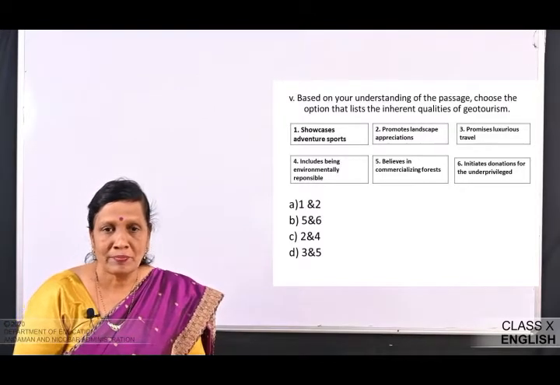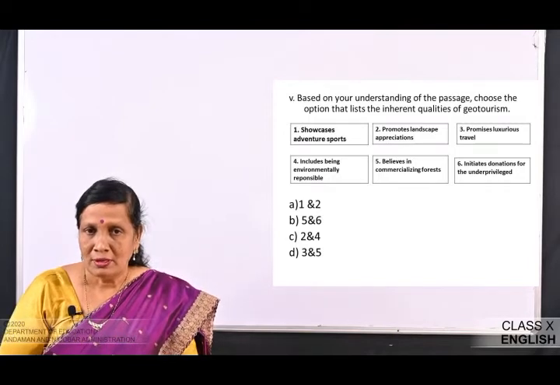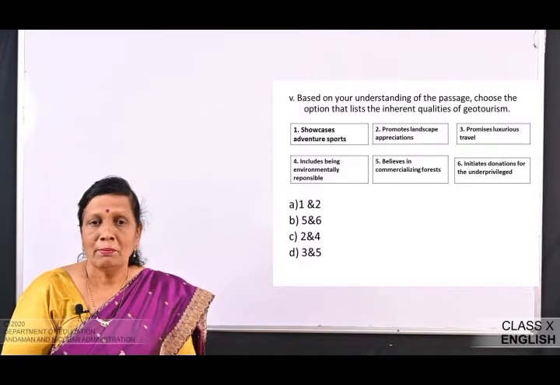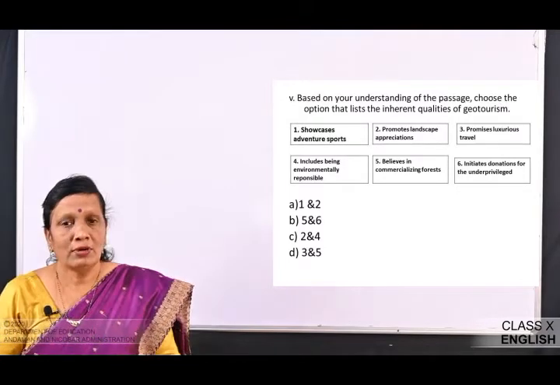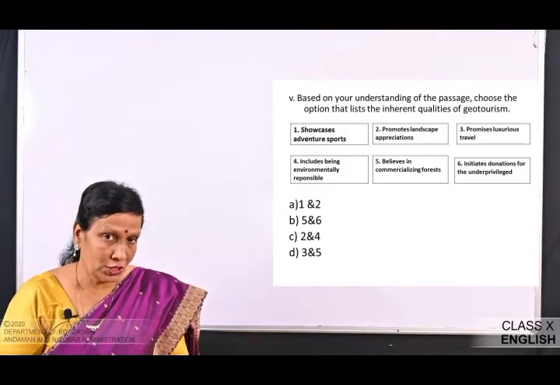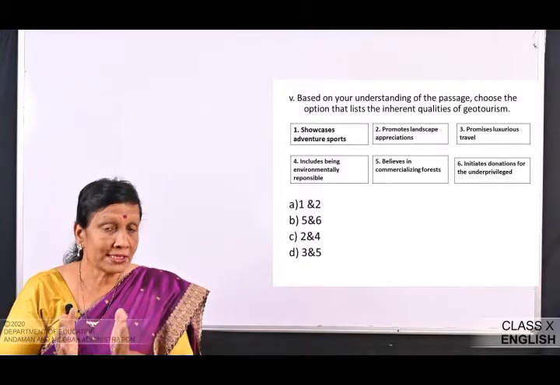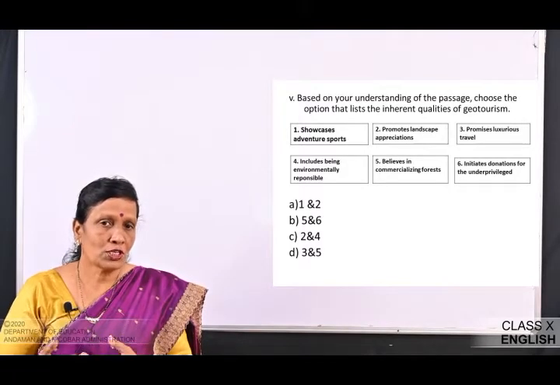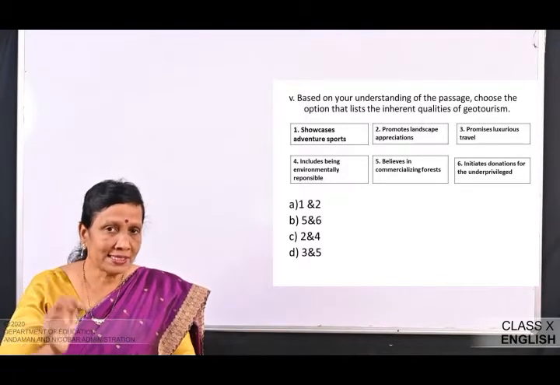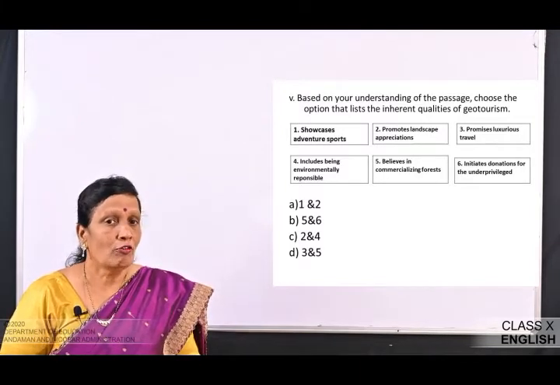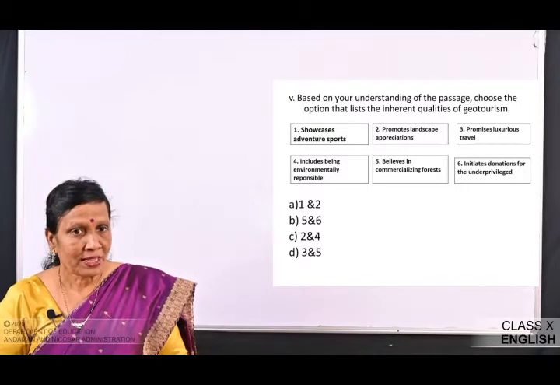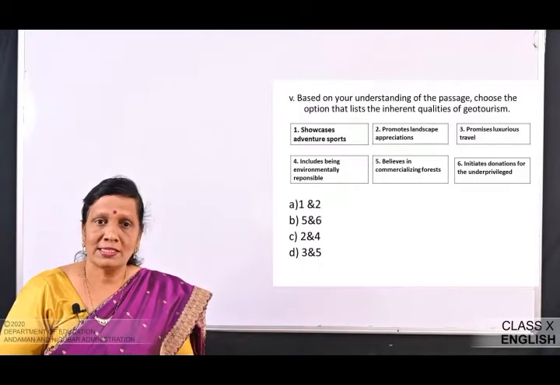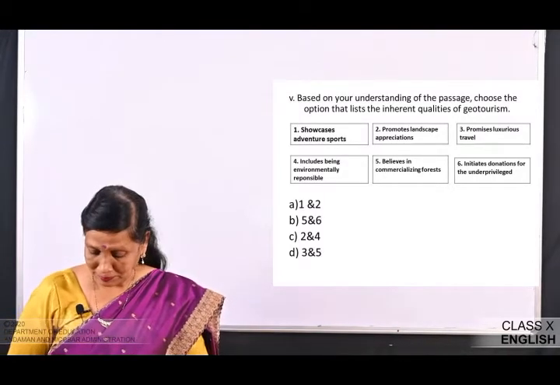Showcases adventure sports, promotes landscape appreciation, promises luxurious travel, includes being environmentally responsible, believes in commercializing forests, initiates donations for the underprivileged. So, we had seen that geotourism is related to environment and nature. So, which option would be the right one? It would be option C, that is option 2 and option 4, promotes landscape appreciation and includes being environmentally responsible. So, option C, that is 2 and 4, would be the right answer.